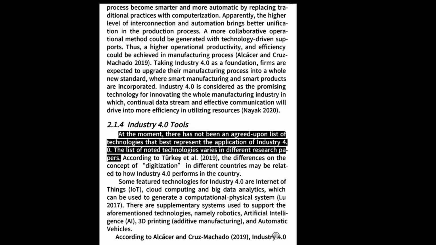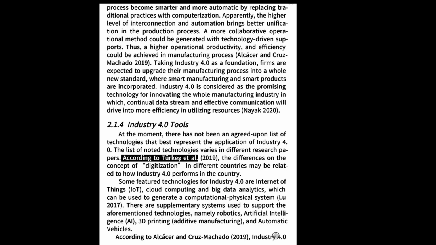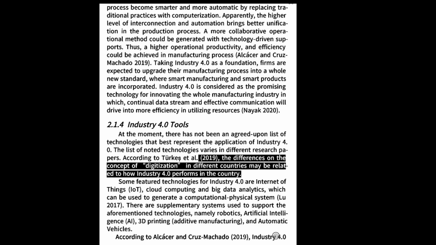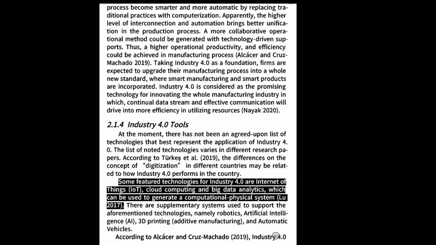At the moment, there has not been an agreed upon list of technologies that best represent the application of Industry 4.0. The list of noted technologies varies in different research papers. According to Türk et al. 2019, the differences on the concept of digitization in different countries may be related to how Industry 4.0 performs in the country. Some featured technologies for Industry 4.0 are Internet of Things (IoT), cloud computing and big data analytics, which can be used to generate a cyber-physical system (Lu, 2017).